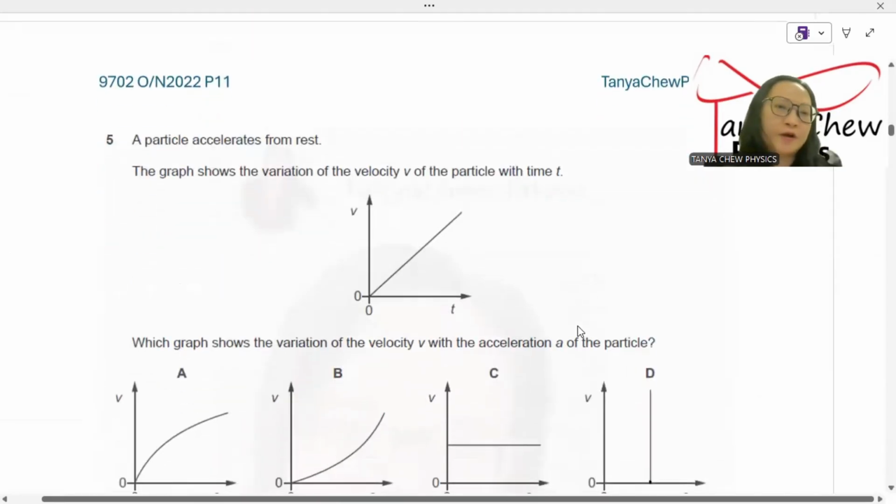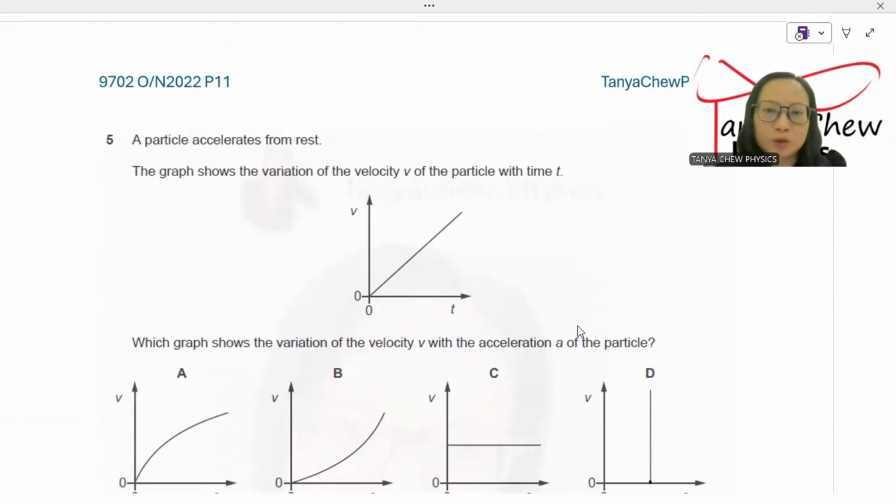Now, number 5, a particle accelerates from rest. The graph shows the variation of the velocity v of the particle with time t. Which graph shows the variation of the velocity v with the acceleration? Now, there is a new physical quantity, which is acceleration of the particle. But the graph given is the graph of velocity against time. How do I find the acceleration from the graph?